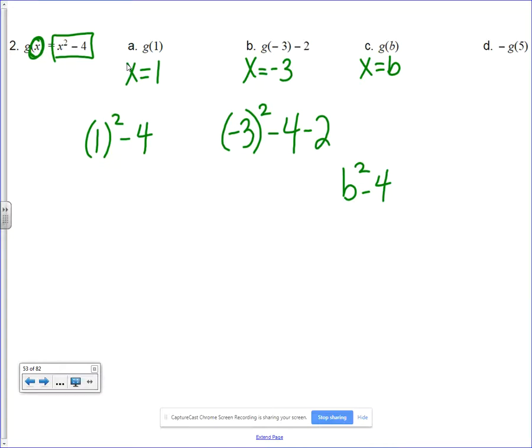Finally, letter D. What's the x in letter D? The x is 5. Does everybody see that? What's in parentheses there? So when you put this in, it's going to be 5 squared, then minus 4. Now, folks, you all see the negative on the outside? What does that mean? This whole thing needs to be multiplied by -1. Kind of like that last one we did. All right, calculator time. Make sure you put it in parentheses. Bless you.